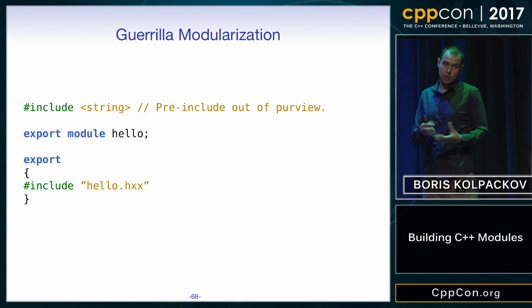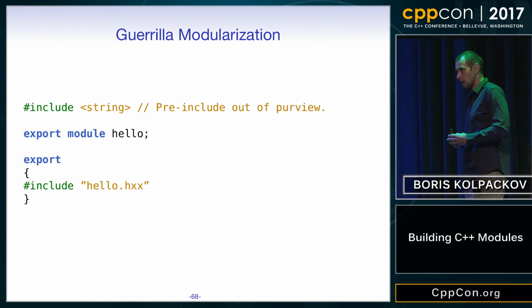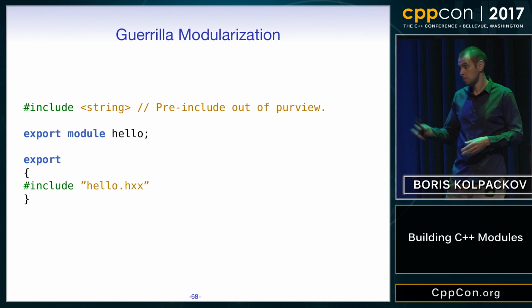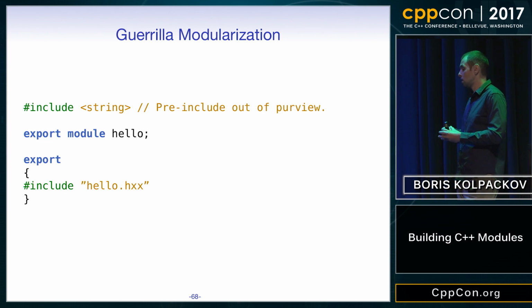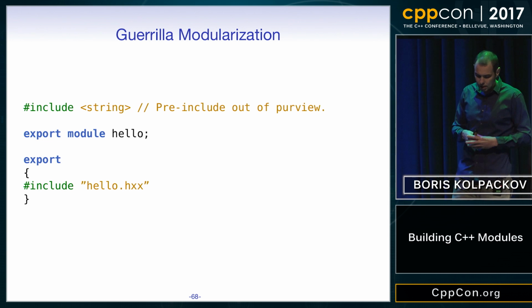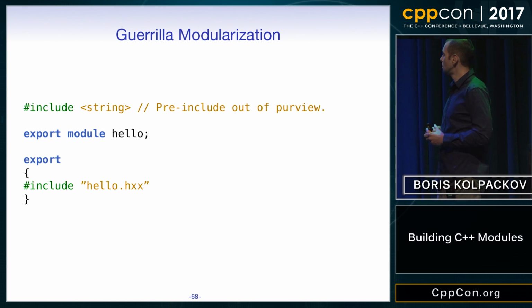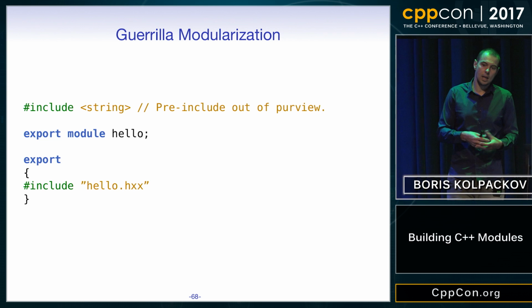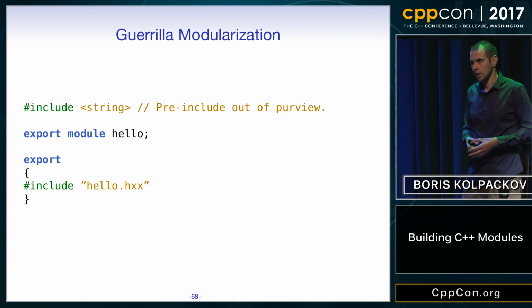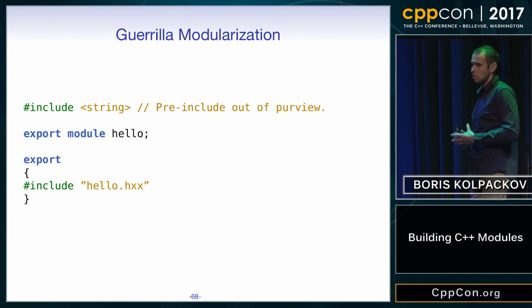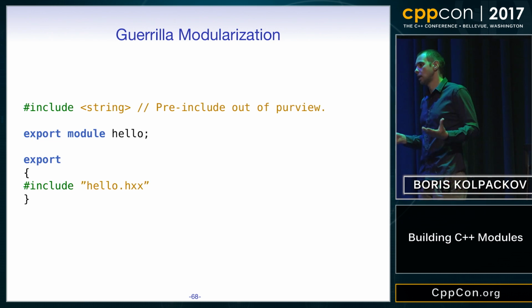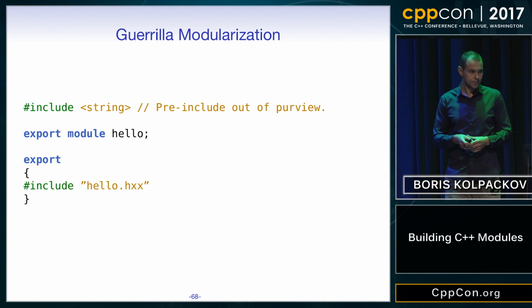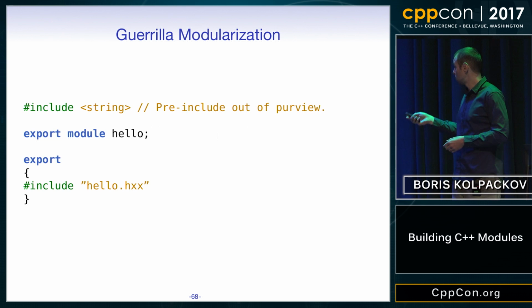There are other issues, by the way. For example, if your header declares a name with a local linkage, internal linkage, then it is illegal to export that from an interface. But the biggest issue we found is actually including headers that you don't want to export. And you can work around that, if you really have to, by pre-including them outside of the module purview. So here we pre-include std_string with the assumption that the second inclusion inside the header is actually going to be ignored. Needless to say, this is very brittle. I don't recommend it except for some prototyping or exploratory modularization. But sometimes you have to do what you have to do.